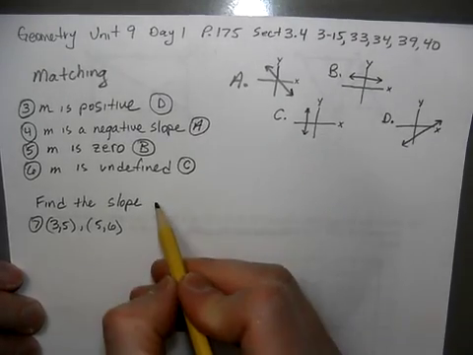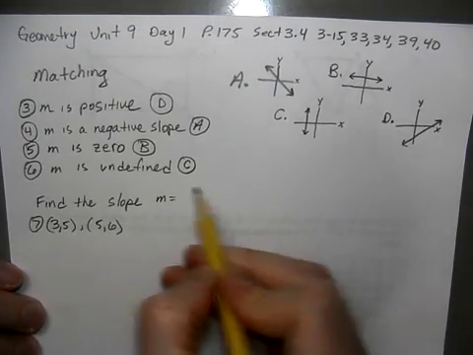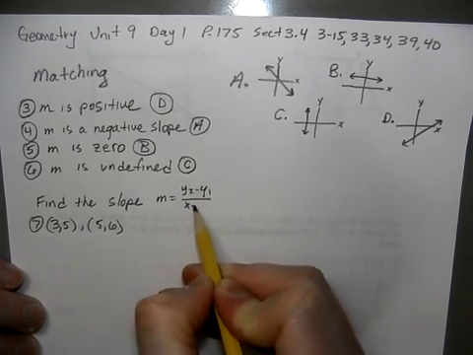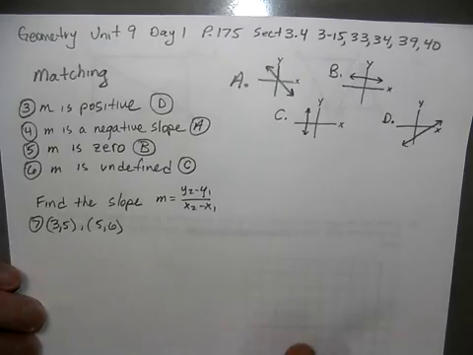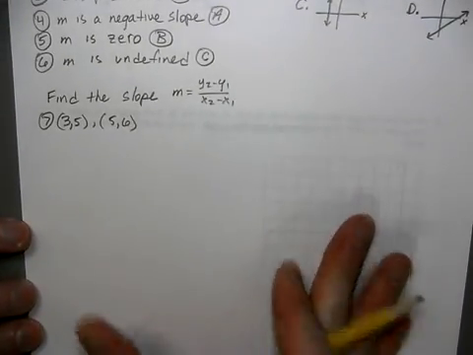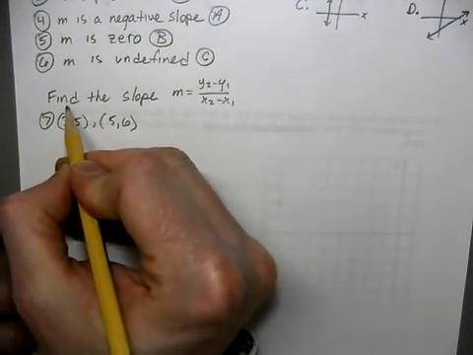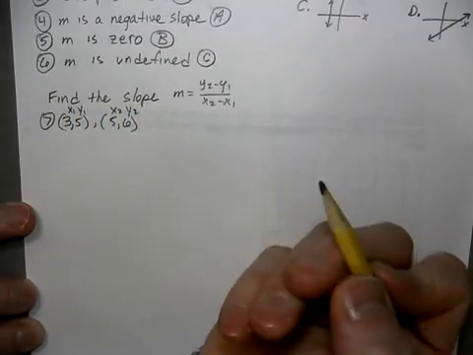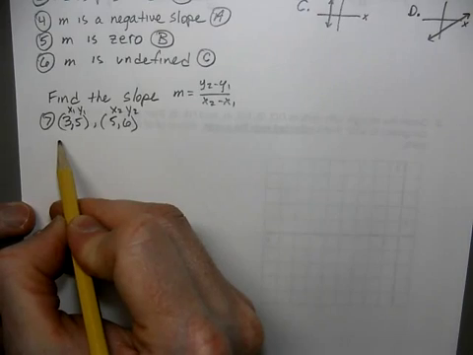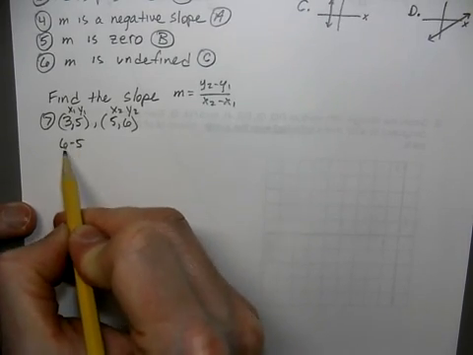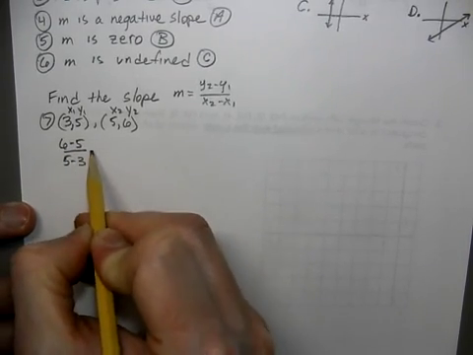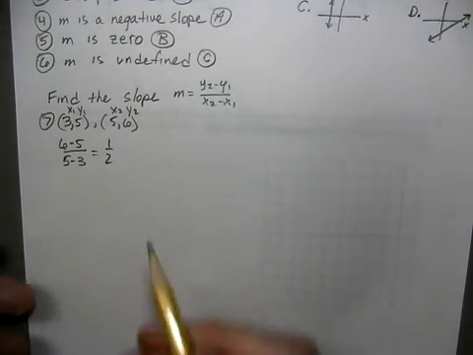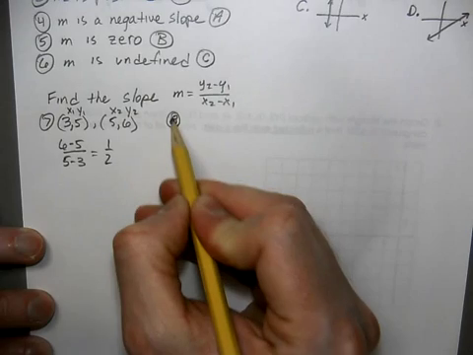So for number 7, notice that our slope formula is y2 minus y1 over x2 minus x1. So we have our points. We could call them x1, y1, x2, y2. So 6 minus 5 and 5 minus 3 gives us 1 over 2. So for number 7, that's a slope of a half.